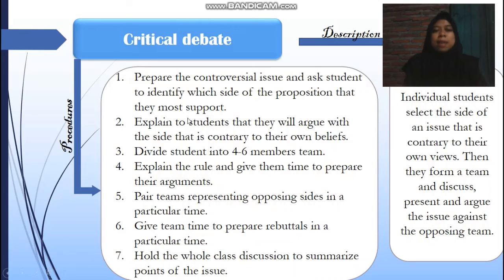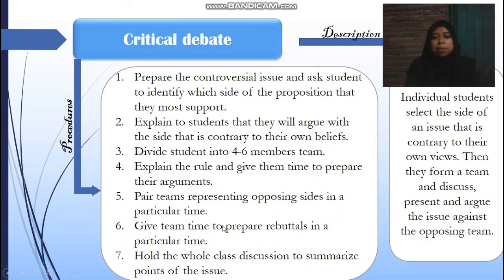And the next, explain to students that they will argue with the side that is contrary to their own beliefs. And the third is divide students into teams of 4 to 6 members. It depends on the size of the class. And the next is explain the rules and give them time to prepare their arguments. And the next is pair teams representing opposing sides for a particular time. The particular time is conditional. It can be 10 minutes or 16 minutes.